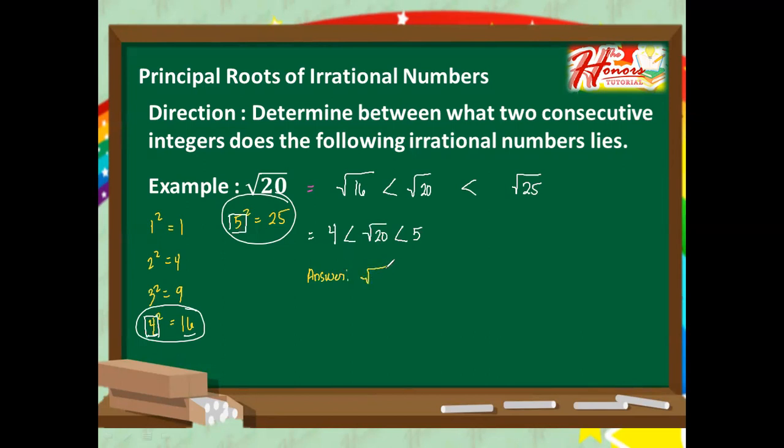So we can say that square root of 20 lies between 4 and 5. So this is your final answer. Again, square root of 20 lies between 4 and 5. Next, let's have another example.